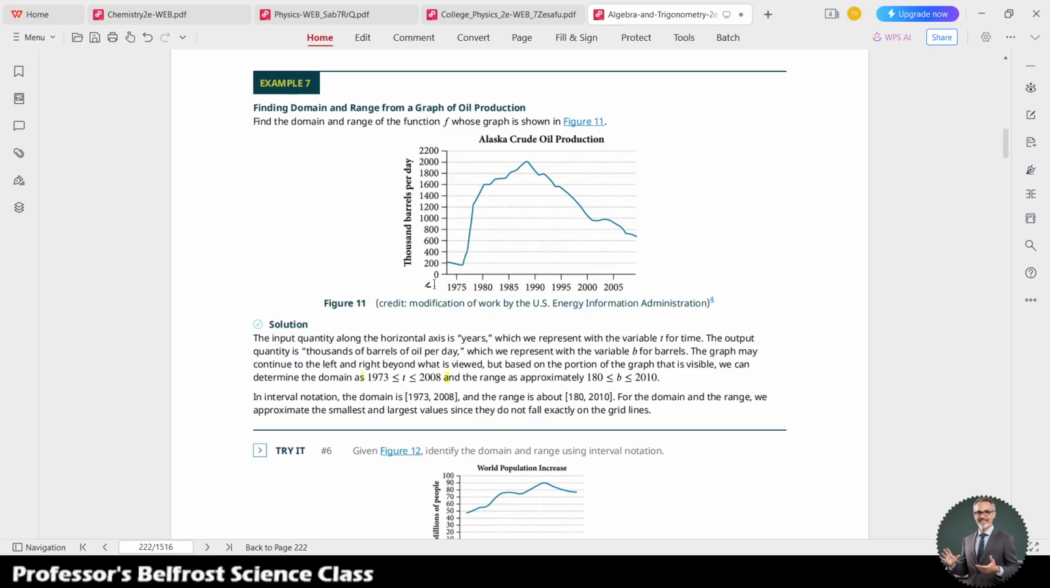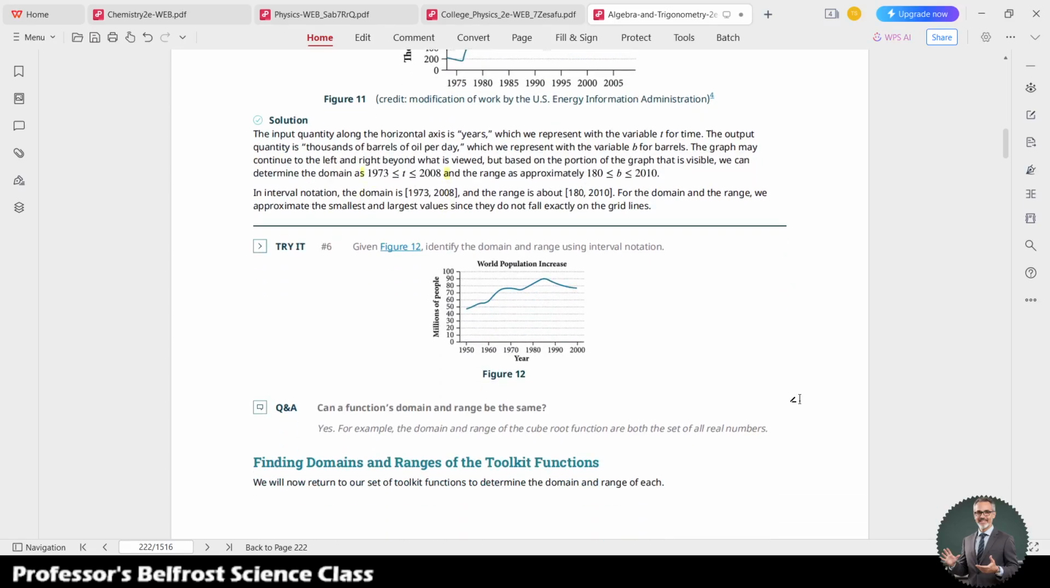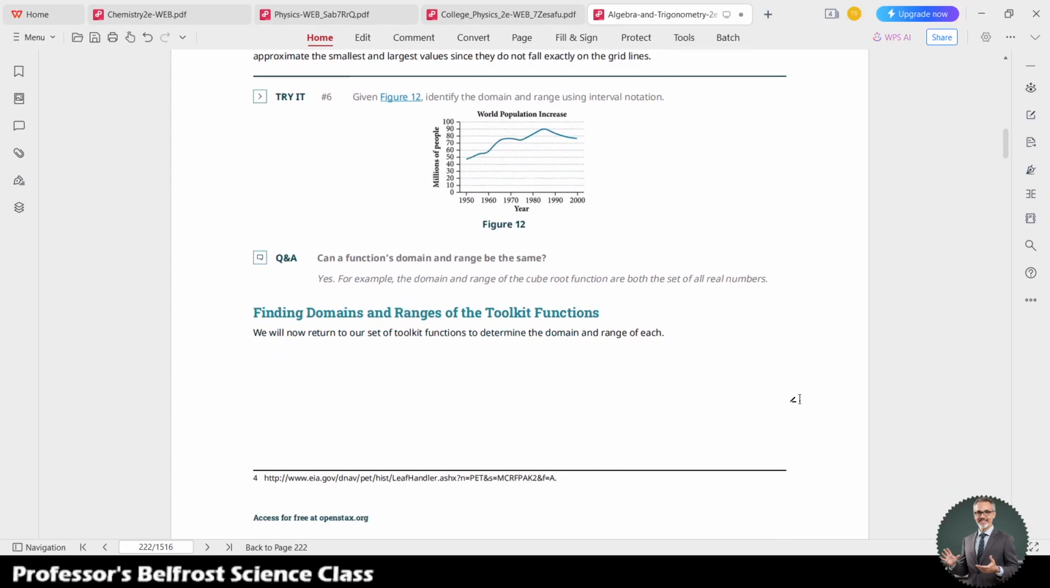And the range is approximately, you can see, a little less than 200. Maybe it's about 100. This book says 180. We just rely on this book, believe that this is correct. And it is a little more than 2000. This book says that this is 2010. We just combine this. And I want you to give this one a try.